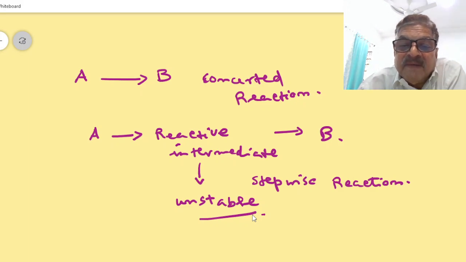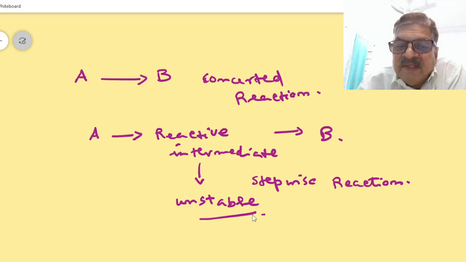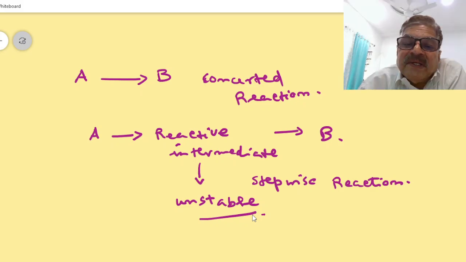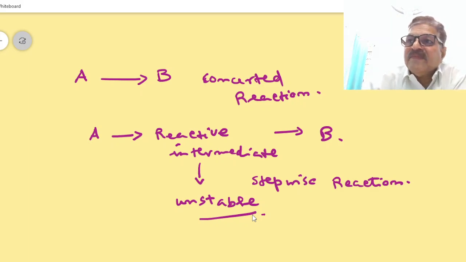What is a reactive intermediate? It is an unstable intermediate. It will then undergo many reactions to give the product. The reactive intermediate will be converted into the final products. That is the nature of the reaction here.